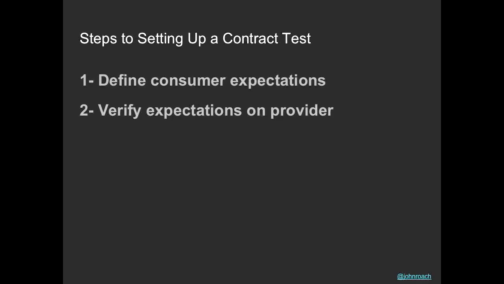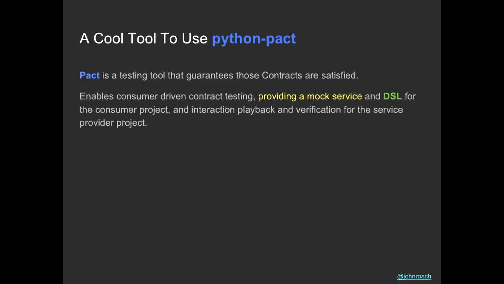Two steps. The first one is define consumer expectations, saying that, hey, this consumer is going to require this type of data, and giving maybe an example, and verify expectations on the provider. Okay. So there's a couple of tools out there. I have links at the end, but there's a cool tool that's been out there for some time called Pact.io, and they've been working on a Python version of this that is pretty neat.